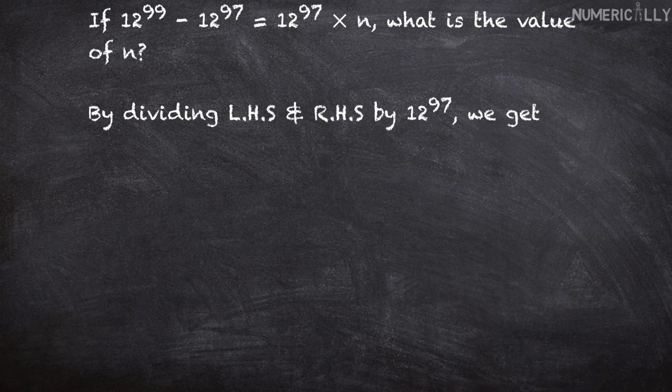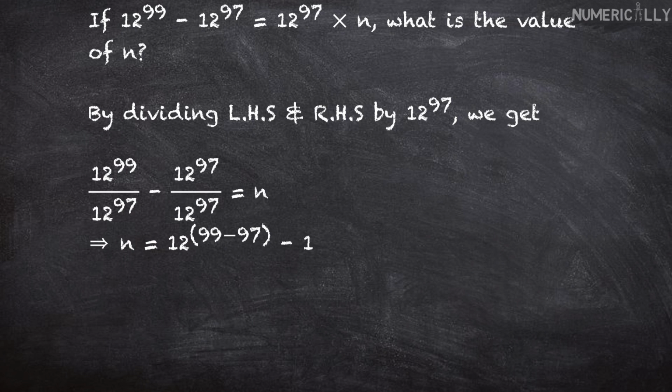By dividing LHS and RHS by 12 to the power 97, we get 12 to the power 99 upon 12 to the power 97 minus 12 to the power 97 upon 12 to the power 97 is equal to n, which implies n is equal to 12 to the power 99 minus 97 minus 1, which implies n is equal to 12 square minus 1, which implies n is equal to 144 minus 1. Therefore, n is equal to 143.